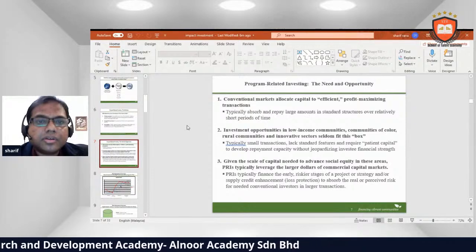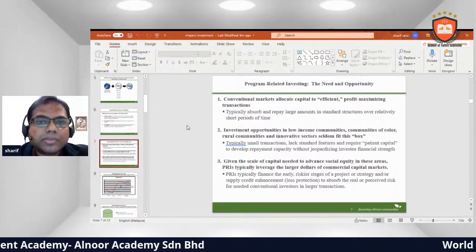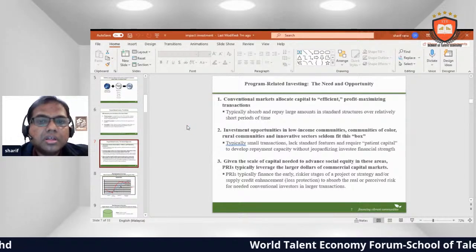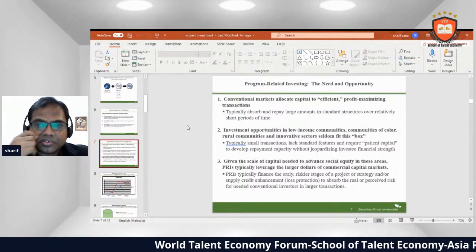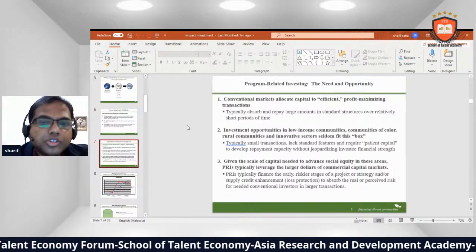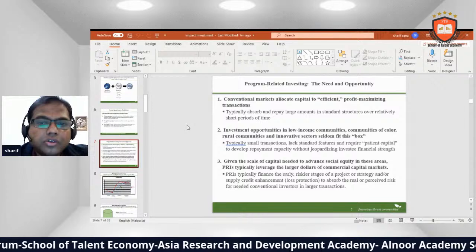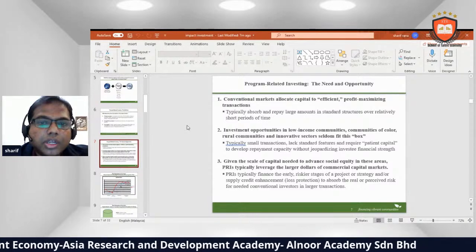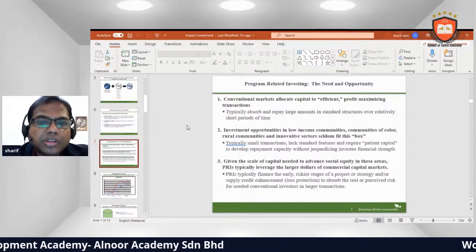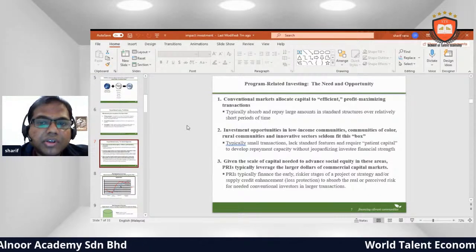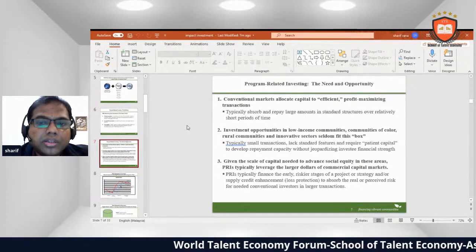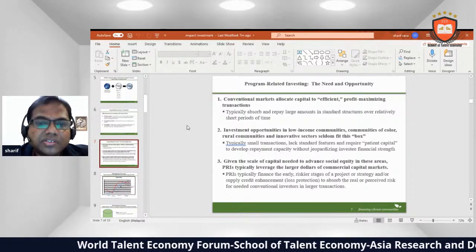Program related investment. Conventional markets allocate capital to efficient, profit-maximizing transactions. They typically absorb and repay large amounts in standard structures over a relatively short period of time. Investment opportunities in low income communities, communities of color, rural communities and innovative sectors seldom fit the box. Typically small transactions lack standard features and require patient capital to develop repayment capacity without jeopardizing the investor's financial strength.